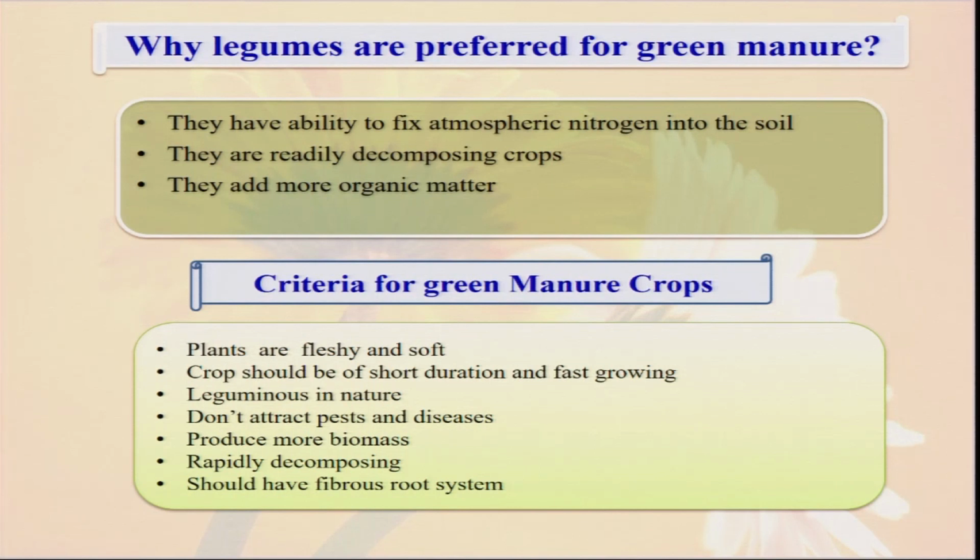However, in case of all these legumes, as the nitrogen content is high, the C to N ratio is less. When the C to N ratio is less, it will definitely decompose faster, and when decomposition is faster, the plants immediately get the nutrients released when growing in succession. Other criteria: the plants should be soft, fast growing, definitely leguminous in nature, with very little pest and disease attack, more biomass, decomposing rapidly, which I have already covered, and they should have fibrous root systems.